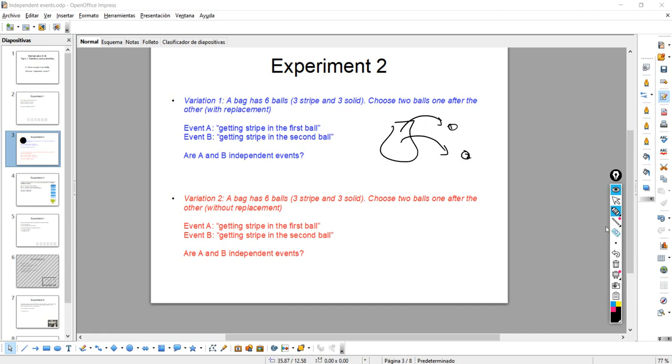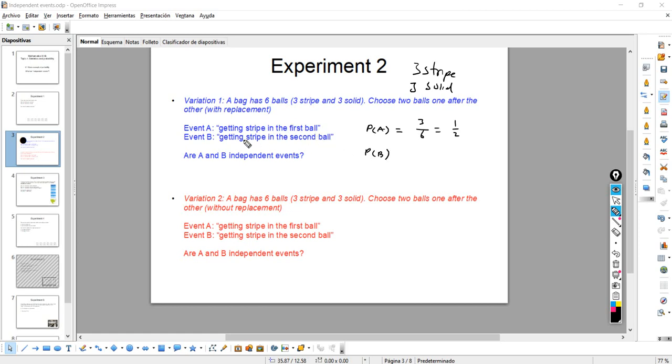In this case, let's define the event A and the event B: getting a stripe in the first ball, and getting a stripe in the second ball. So what's the probability of A? Well, there are 3 stripe and 3 solid. So we have 3/6, because there are 6 balls. So it's basically 1/2.